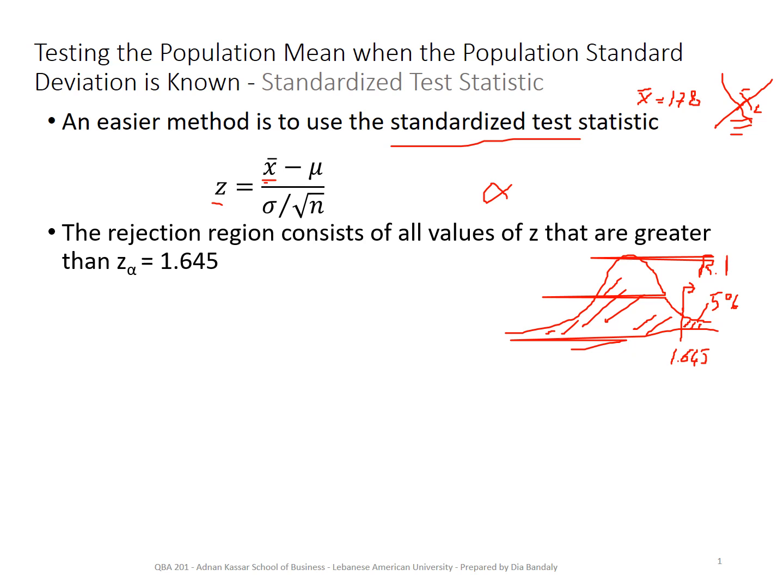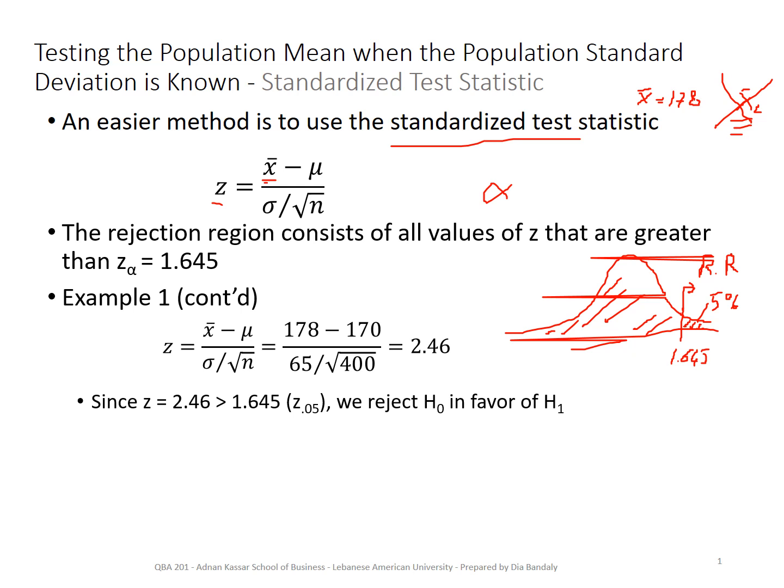So if I find any Z test statistic to be inside, that means greater than 1.645, then I will reject, otherwise I will not reject. So in our example, we will find Z to be 2.46. We did not find it before, now we are finding it. So we collected the sample, we found the sample mean to be 178. We are assuming that mu is 170 if H0 is true. So we find the Z statistic to be 2.46.